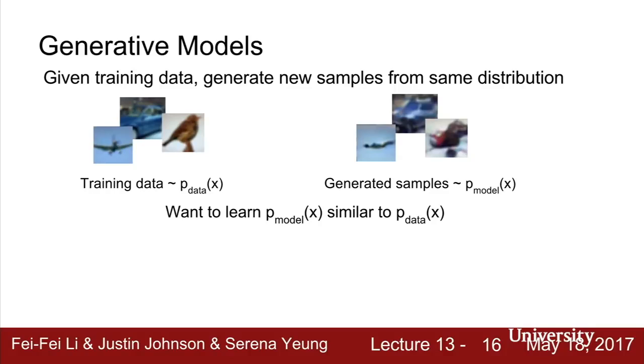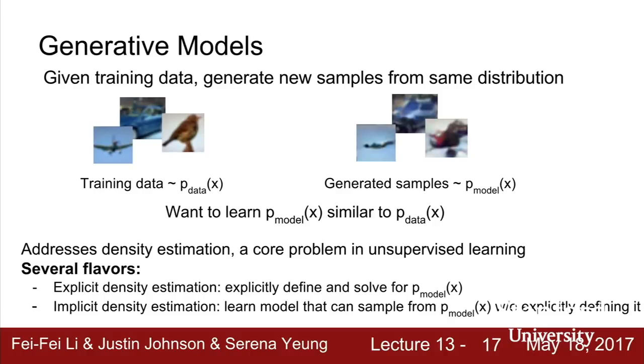So that's a high-level, big-picture view of unsupervised learning. Today we'll focus more specifically on generative models, which is a class of models for unsupervised learning where, given training data, our goal is to generate new samples from the same distribution. Right, so we have training data over here generated from some distribution P data, and we want to learn a model, P model, to generate samples from the same distribution, so we want to learn P model to be similar to P data.